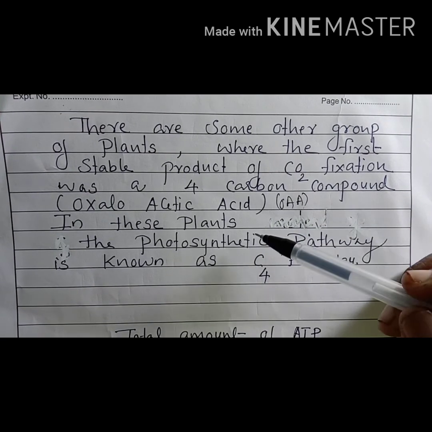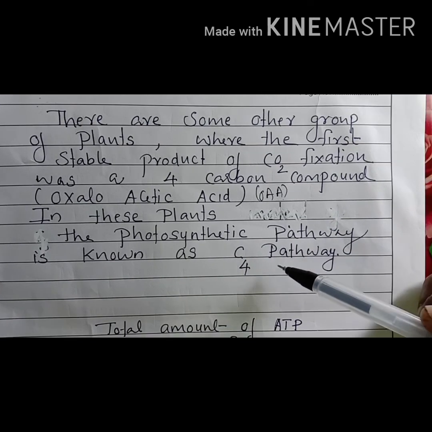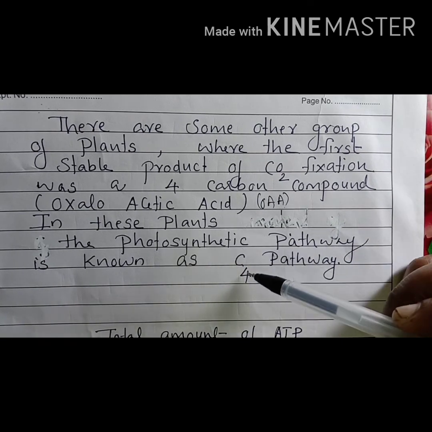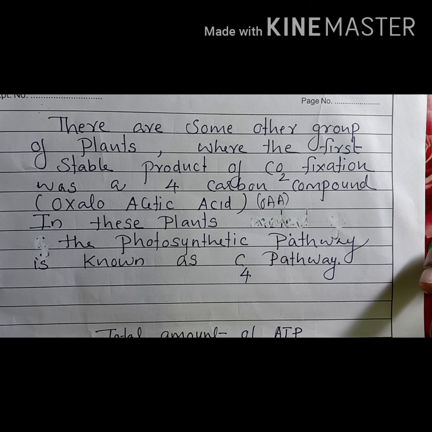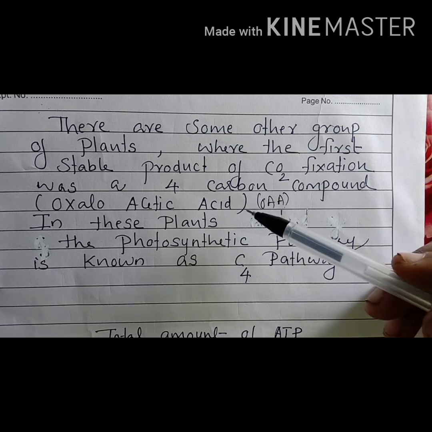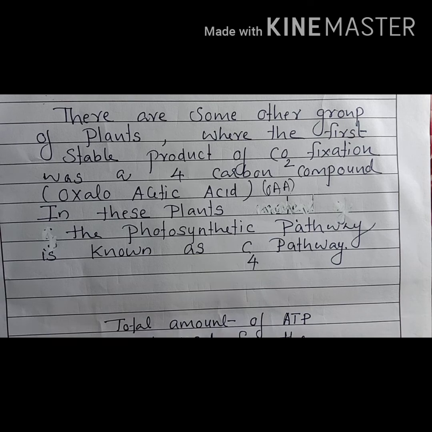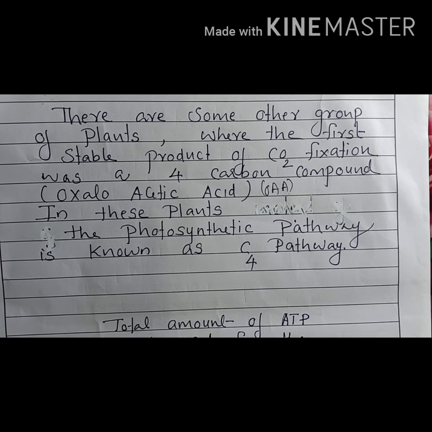So in these plants, the photosynthetic pathway is known as the C4 pathway, because the first stable compound formed there is a 4-carbon compound, and that pathway is called a C4 pathway. Sugarcane is an example of a plant that shows the C4 pathway. After the C3 cycle, we can study the C4 pathway.